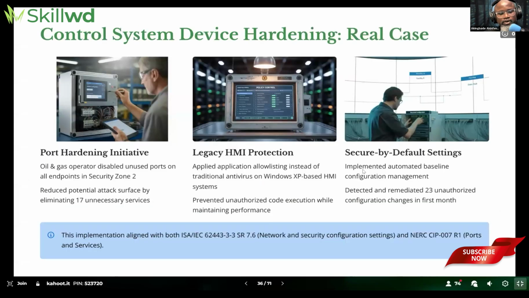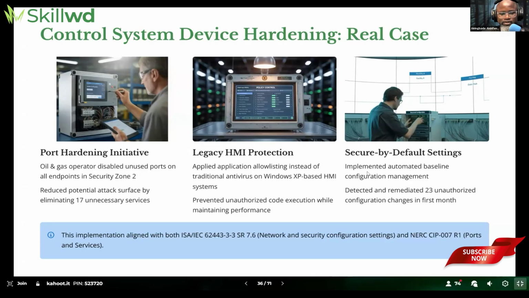Some good practices in terms of device hardening and port handling. This was a good one for oil and gas: disable unused ports on all endpoints. I think it's fair to say that if you are not using a port, disable it, because you are just exposing yourself to potential threats.